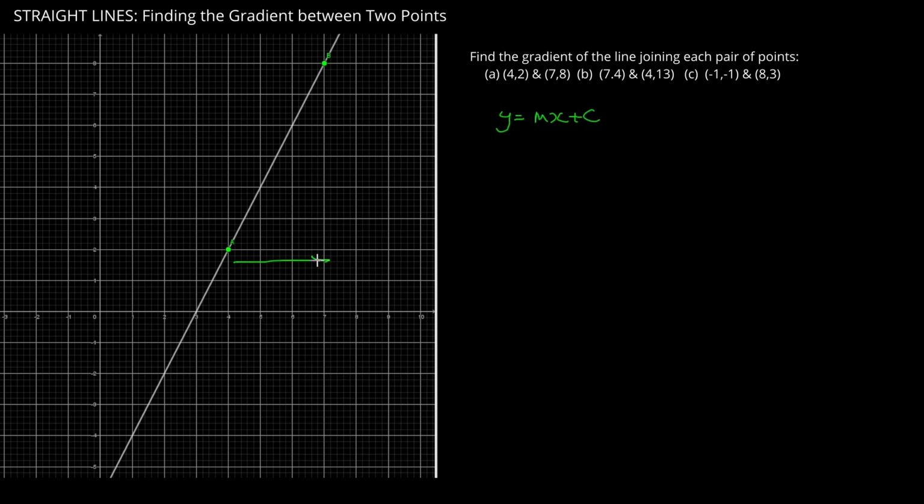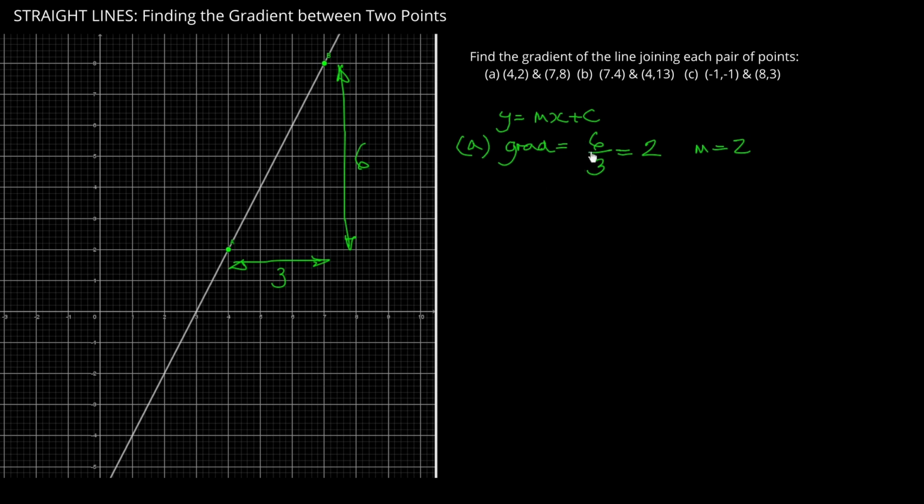What's this distance down here? Well, this is 1, 2, 3. And the rise from here to here is 1, 2, 3, 4, 5, 6. So the gradient is equal to 6 divided by 3, which is equal to 2. So we know that m is equal to 2.